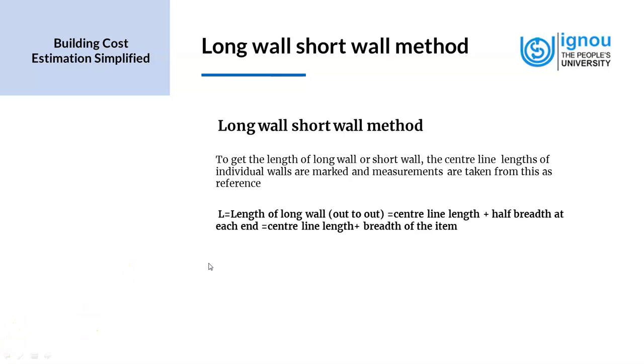L is the length of the long wall, and it is taken out to out, which means that the outer dimension of that particular item from one end to the other end is taken. Since we have a reference of central line length, we take the central line length of that particular wall plus half breadth at each end, which becomes central line length plus breadth of the particular item. This will become clearer when we look at the diagram. We'll just have the formula in this slide now.